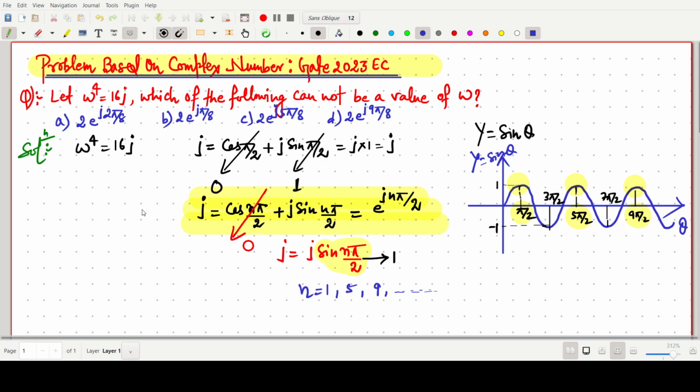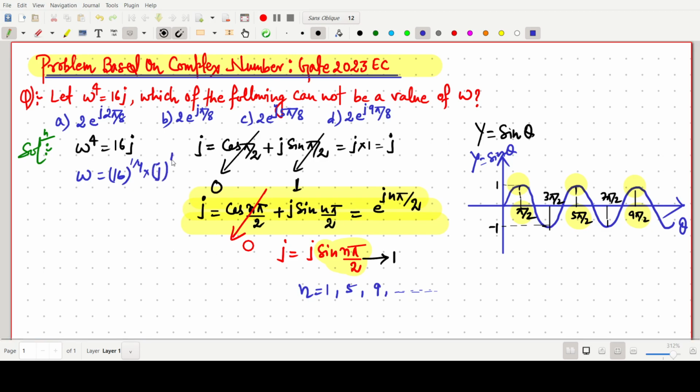Now what we can write: the answer for W to the power 4 can be written as W equals 16 to the power 1 by 4 into j to the power 1 by 4.